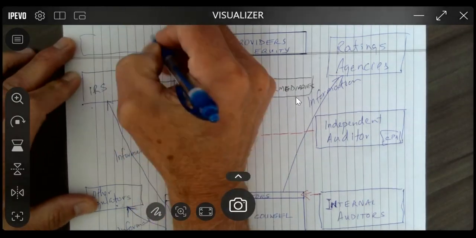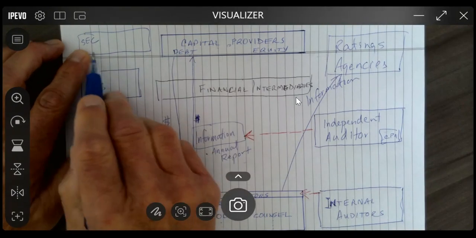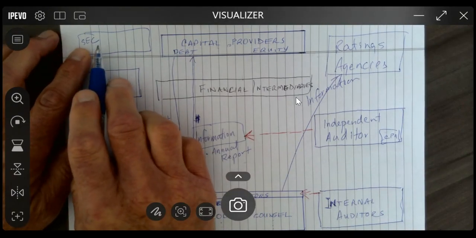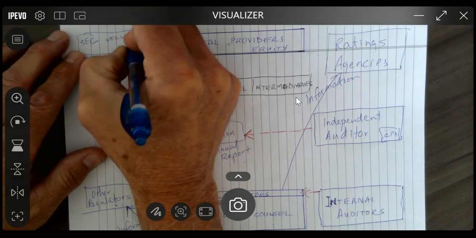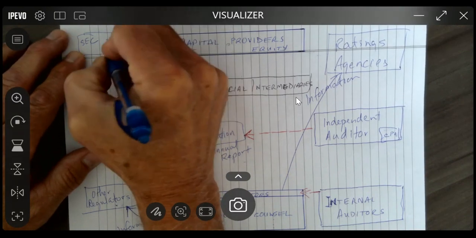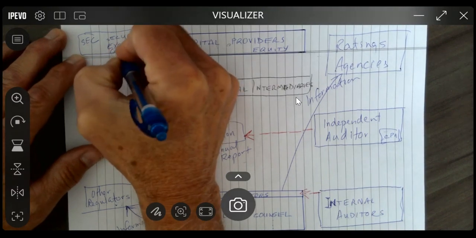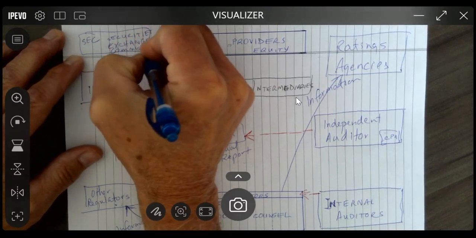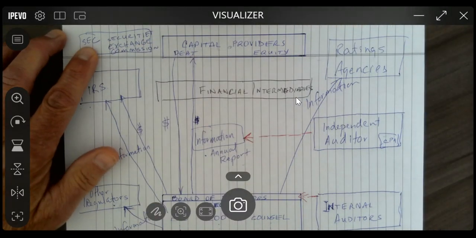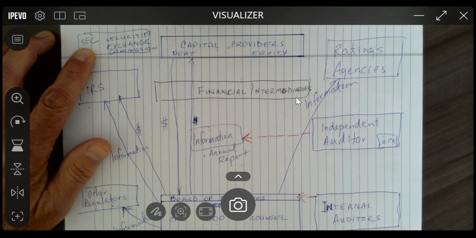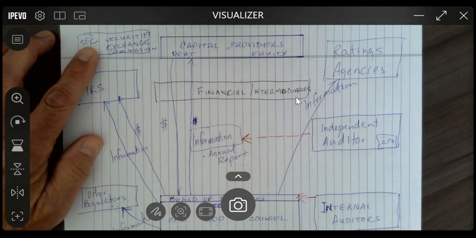And I just mentioned something called the Securities Exchange Commission. I'm just going to write SEC here. That's not the Southeastern Conference in NCAA sports. That's the, write it out, Securities Exchange Commission. The SEC came about as part of the Securities Exchange Act of 1933.